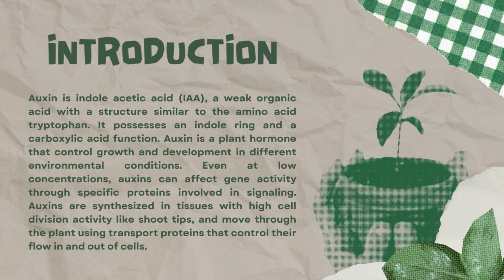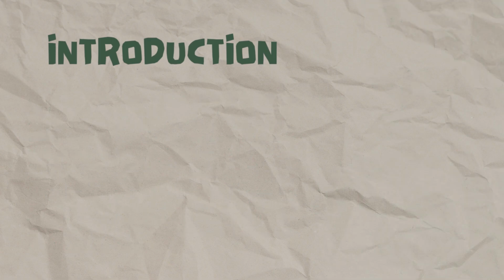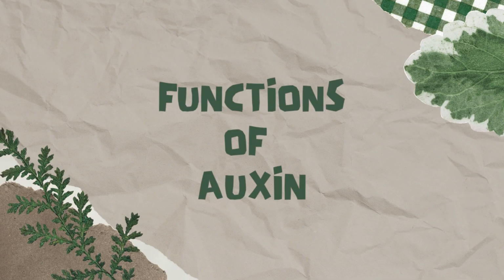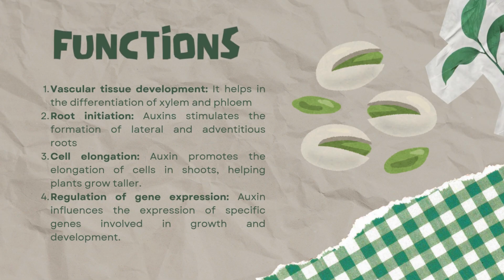Auxins are synthesized in tissues with high cell division activity like shoot tips and move through the plant using transport proteins that control their flow in and out of cells. These are the functions of auxin, which includes vascular tissue development, root initiation, cell elongation, and regulation of gene expression.